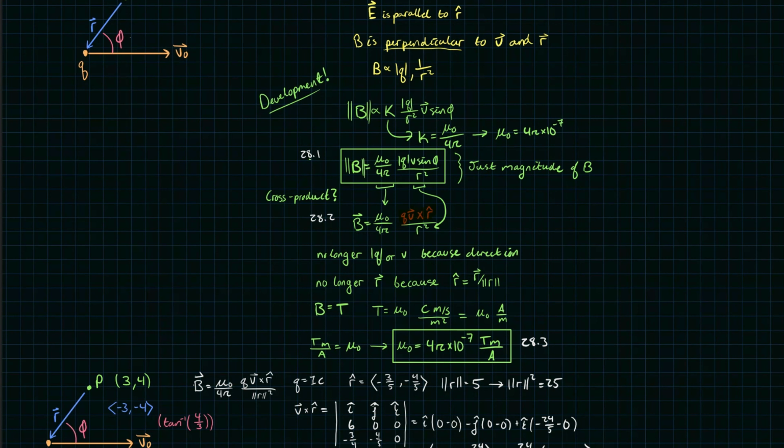to the negative 7th. Now, we're not taking into account a whole lot of directionality here, but we are taking into account the magnitude of B. So right now, we have an equation for just the magnitude, which is magnitude of B is equal to that proportionality constant times those terms that we just defined. Now, if we wanted to get into directionality, we're going to need a cross product.